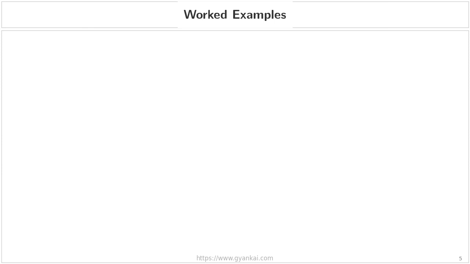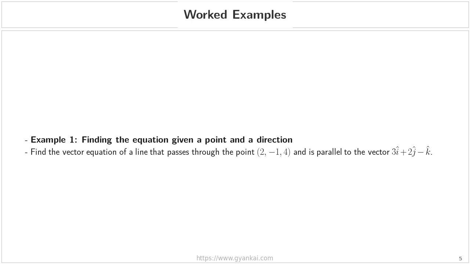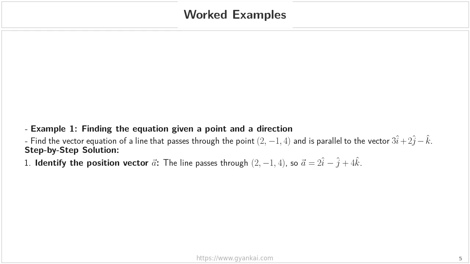Worked examples. Now that we have understood the concept through the drone analogy, let's put that theory into practice with some concrete mathematical problems. In our first example, we are tasked with finding the vector equation of a line. We are given a specific point, (2, -1, 4), and we are told that the line is parallel to the vector 3i plus 2j minus k. To solve this, we follow a clear four-step process.